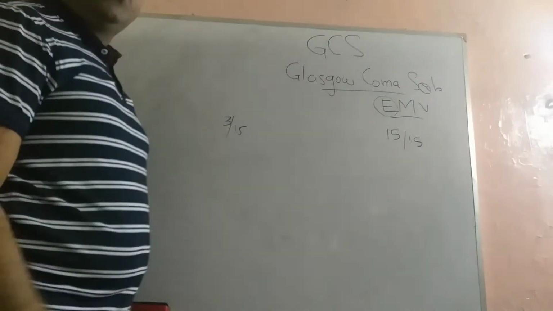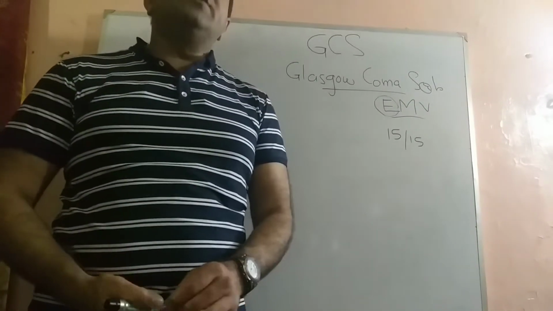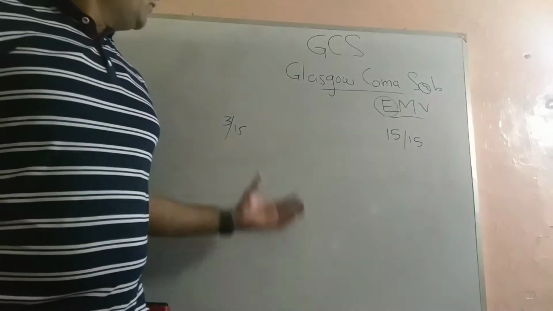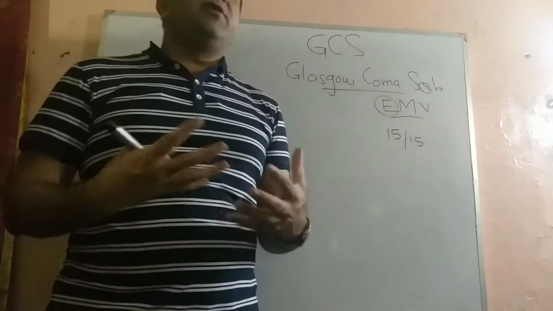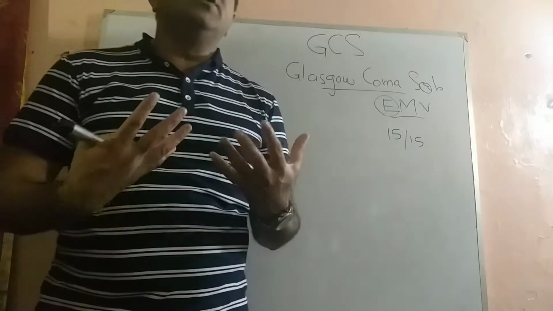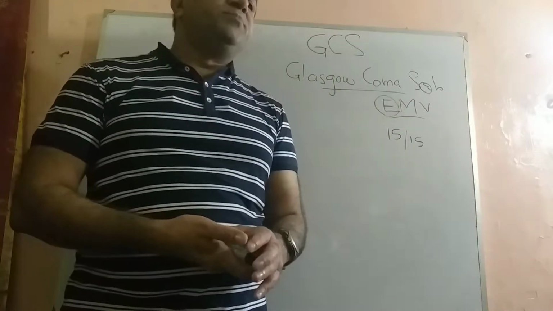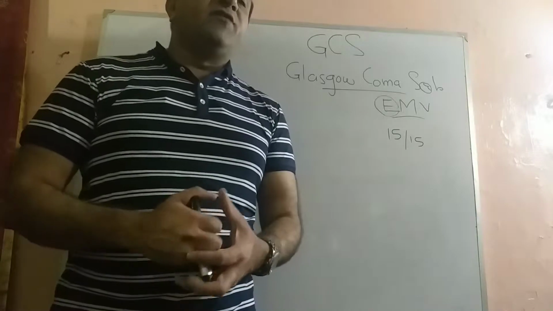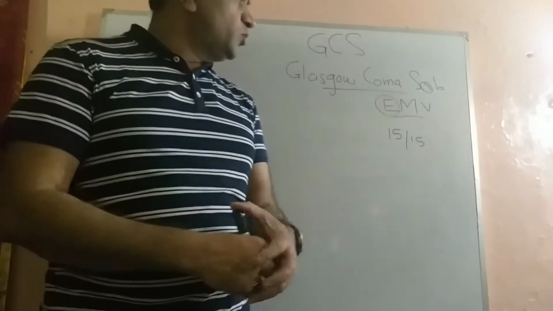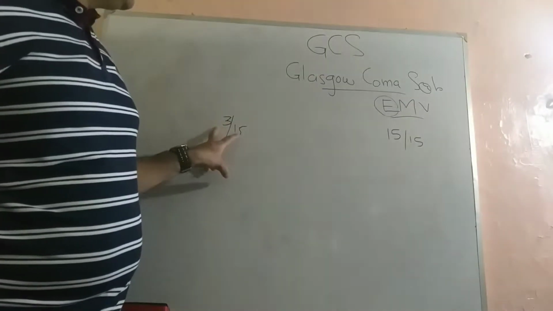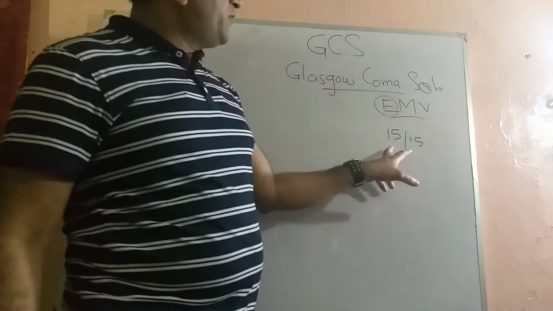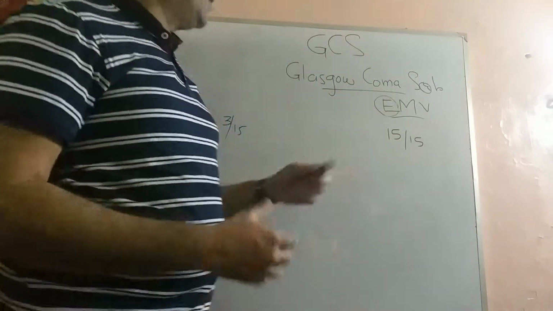Because we never give 0. We always give the minimum of 1. Because if we give 0, everyone knows that the brain death cannot be ascertained solely on the GCS. So the people who devised this tool have very wisely done so, and they haven't given the 0. So the dead body or the lowest is 3 by 15, and the more normal is 15 by 15.